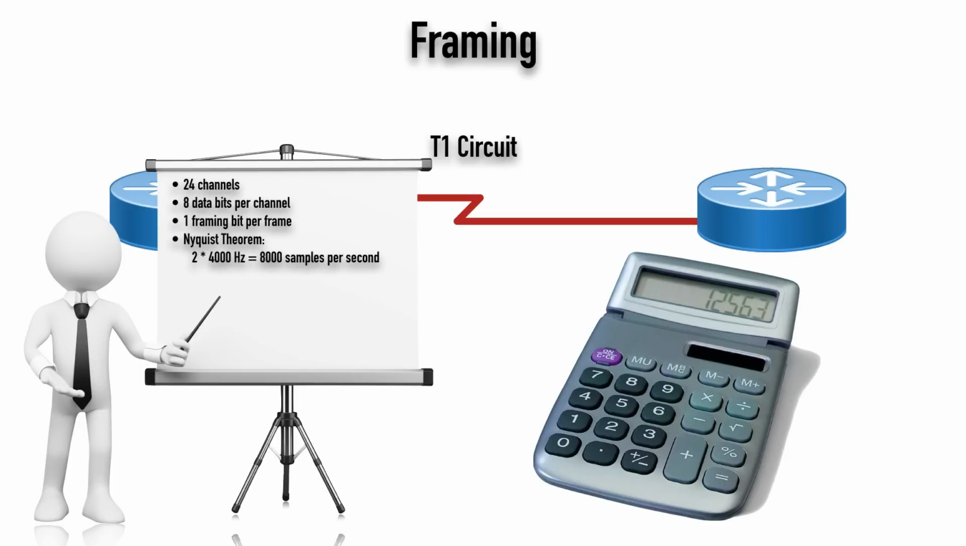Well, what is 2 times 4,000? It's 8,000. Harry Nyquist is telling us that we need to have 8,000 samples, 8,000 of these T1 frames sent every second. Now, by the way, I'm saying 4,000 hertz is all we need for a traditional telephony network.